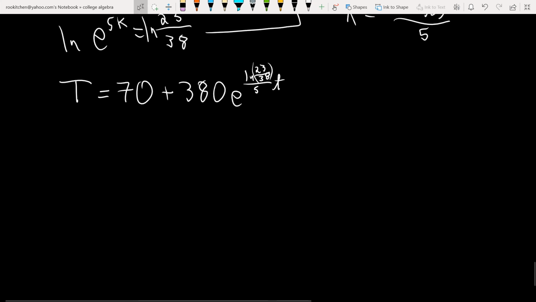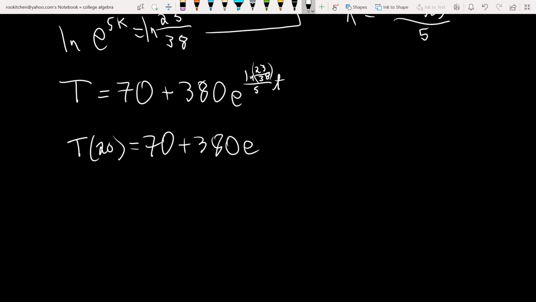Okay, so part B, part A was just find the model. Part B then, what's the temperature of the pizza after 20 minutes? So literally you could just plug in 20 into this formula: 70 plus 380 e to the ln of 23 over 38 over 5 times 20. I did that in my calculator earlier. Let me find my answer. Approximately 121 degrees.